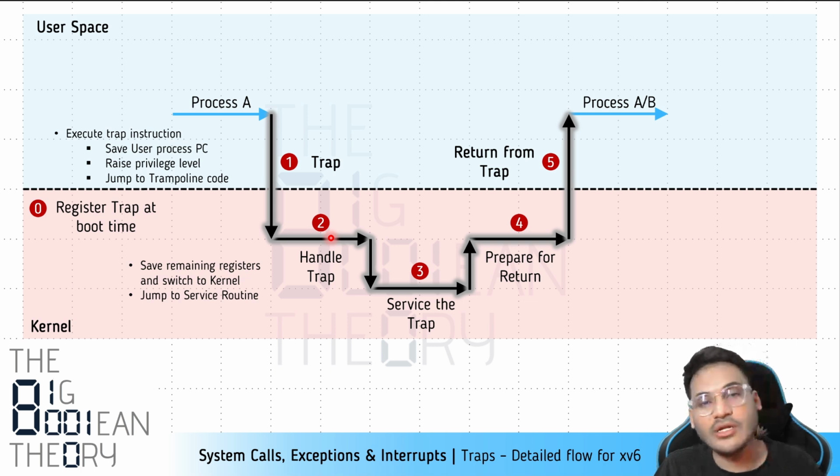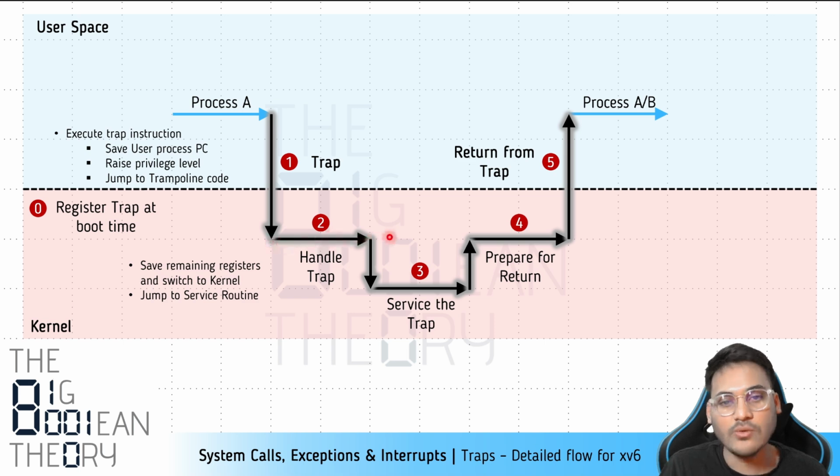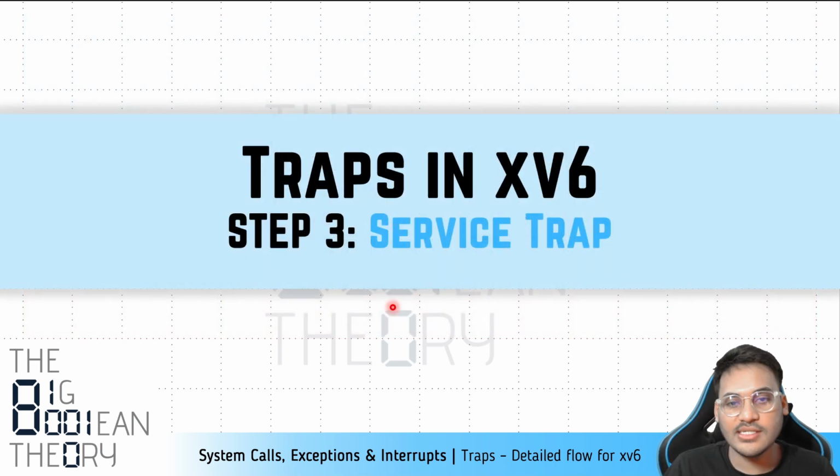Within the trap handler, we examined the cause of the trap, and depending on the reason for the trap, an appropriate service routine was invoked. So this is step 2. Now we'll go to step 3. So now let us start with step 3, that is, servicing the trap.